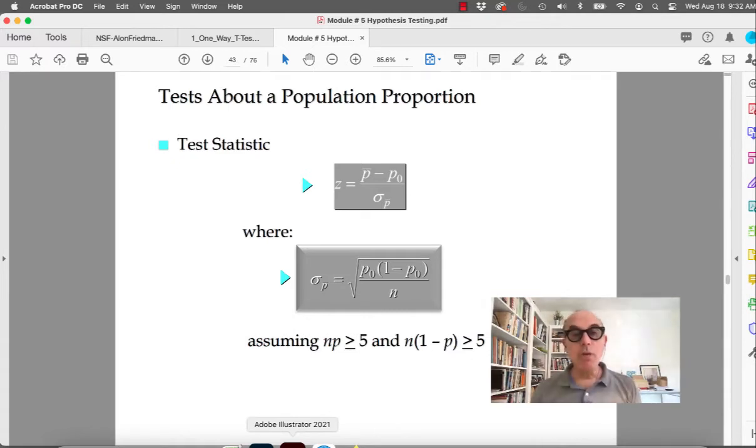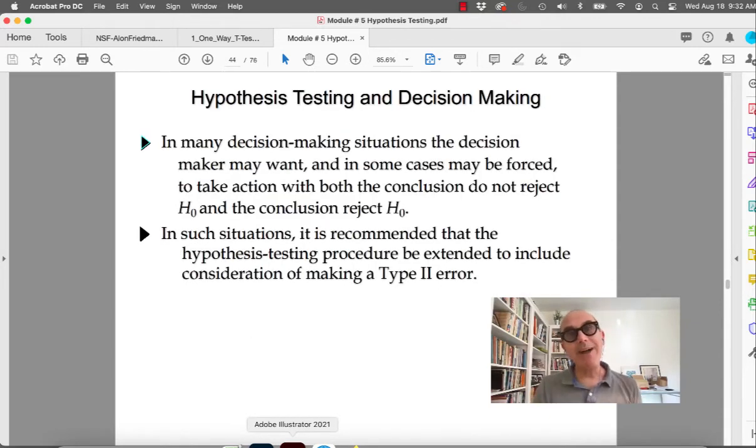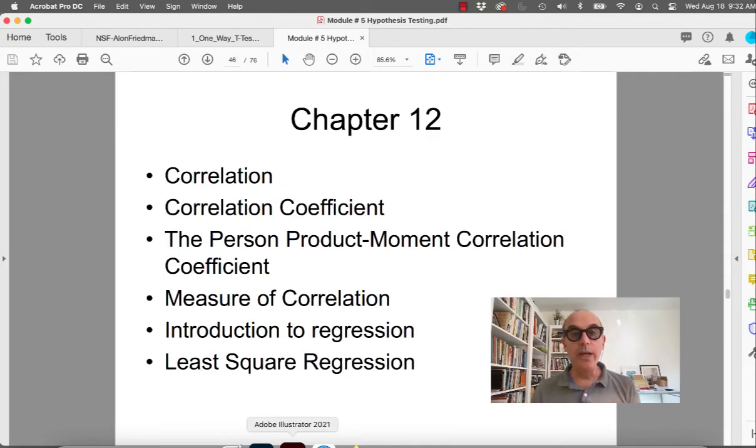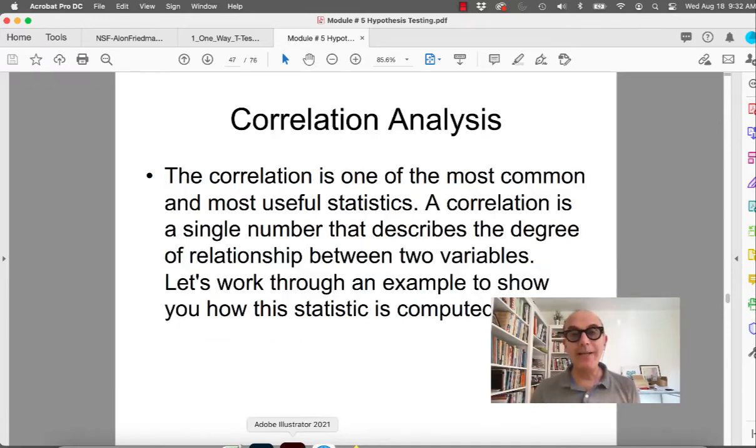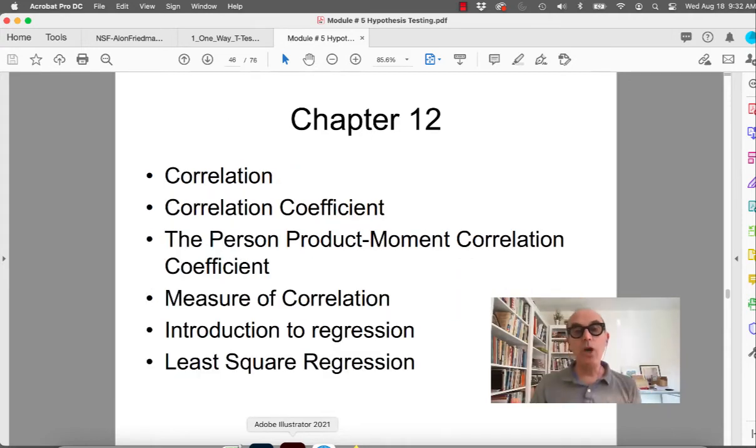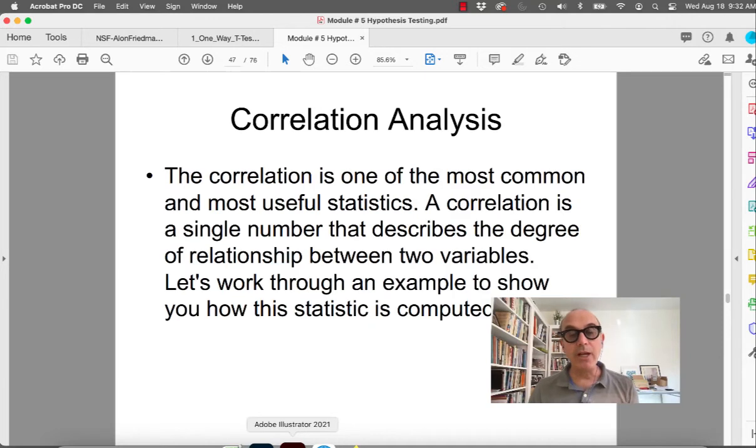And a test about the population proportion, again this is the assumption about that and how it is done. I summarized that procedure and the decision-making steps, so you will have it in writing and know what has happened and how to apply that. I'm jumping ahead, this is not chapter 12, but I'm going to talk about, from my own textbook, the correlation coefficient, Pearson product-moment correlation, measurement of correlation, introduction to regression, and least squares regression, in order for me to give you some context. And again, going forward, we will see that.